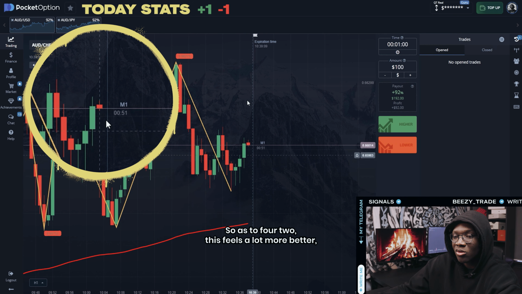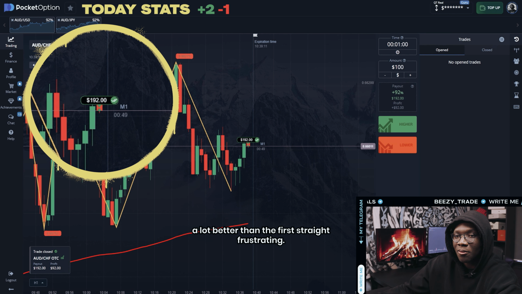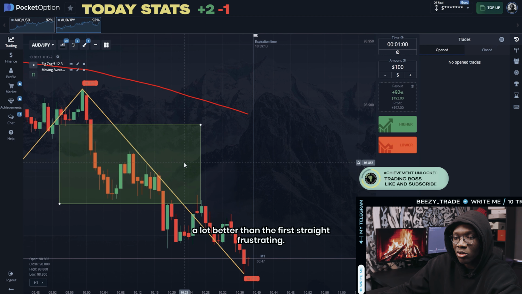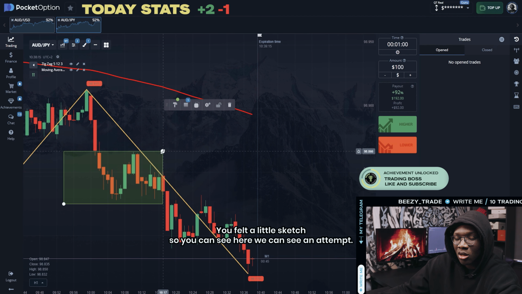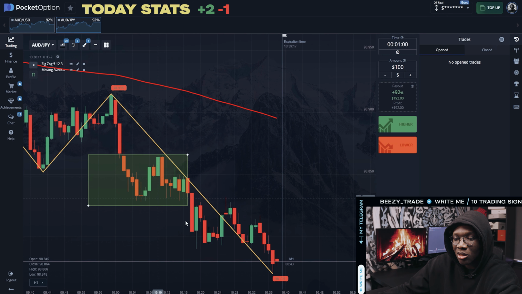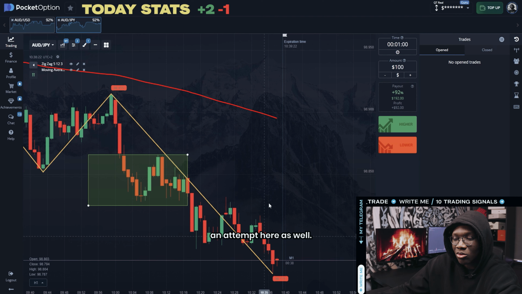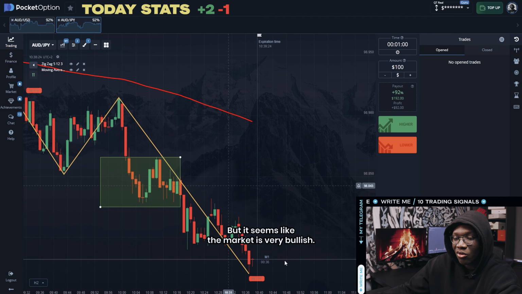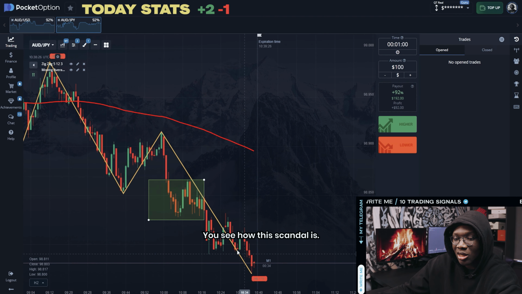So that's 2 for 2. This feels a lot better than the first trade. First trade really felt a little sketch. So you can see here, we can see an attempt. We see another attempt. We can see an attempt here as well. But it seems like the market is very bullish, as you can see how red this candle is.